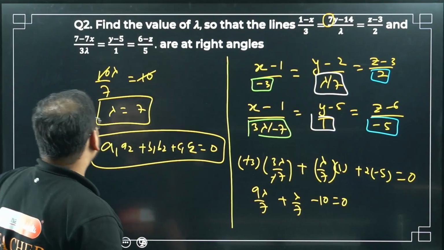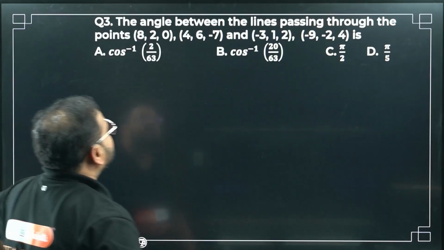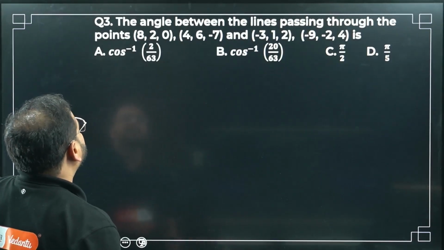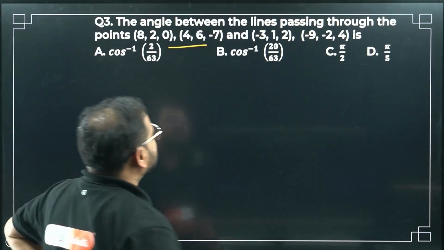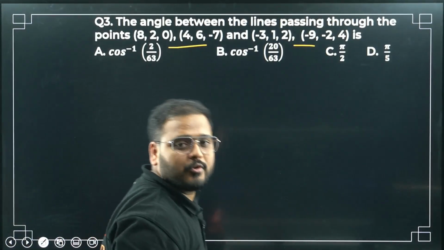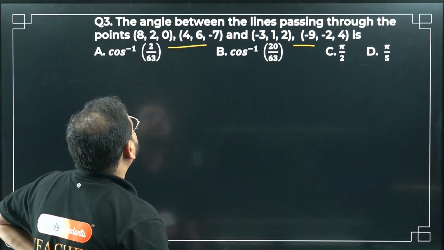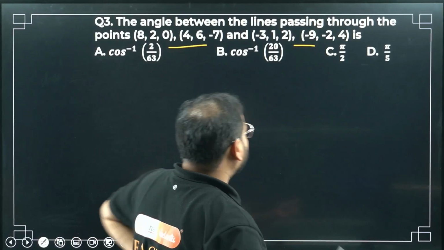All right, moving on to question number 3. So the angle between the lines passing through the points given like this, coordinates for the 2 points are given like this, and for this also they have given. So there are 2 lines passing through these sets of coordinates. Angle you have to find, right? So we can find the direction ratios like this.